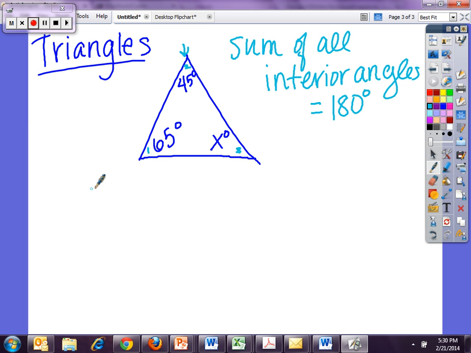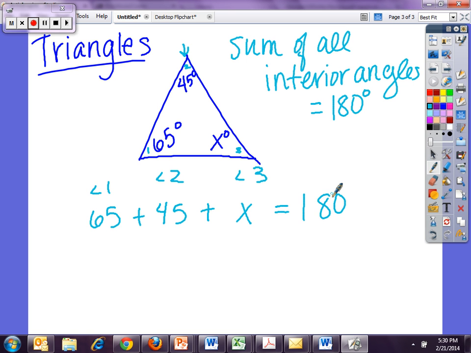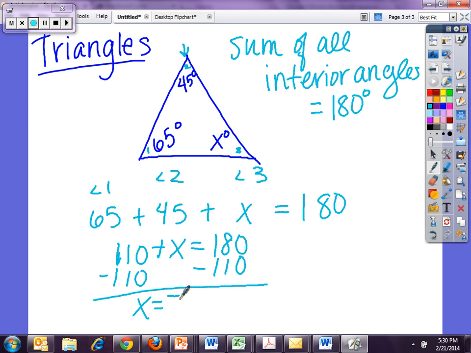Okay? So if I add angle 1, which is 65, plus angle 2, which is 45, plus angle 3, which is x, it has to equal 180 degrees. Okay? So if I go and I combine my like terms, so I have 110 plus x equals 180. Then I solve for my x by subtracting 110. I get x equals 70.